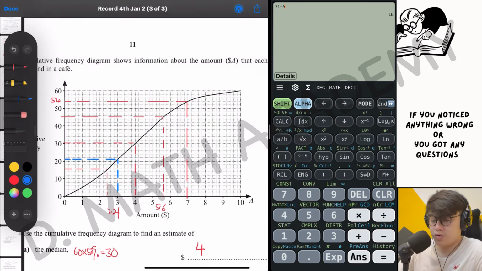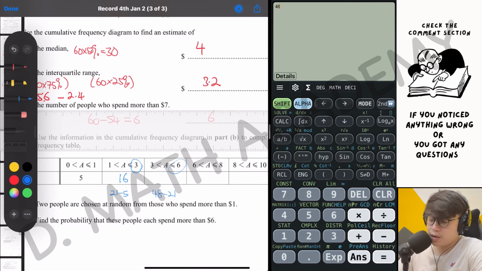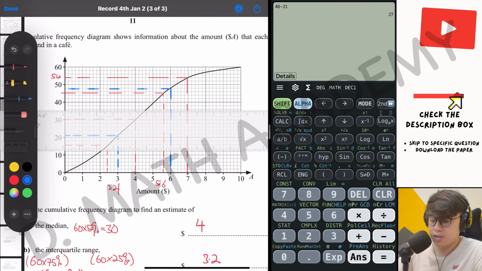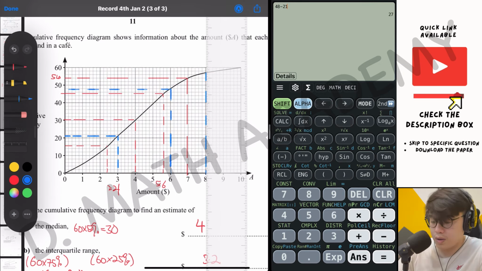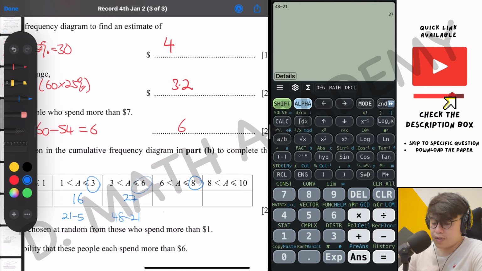So let's check the next number here, which is our 6. So when it's 6, let's trace it up. That will make it 48. Okay, so 48 minus 21, you will get your answer as 27 of them. Then check from number 8. We have 56, 57 of them. 57 minus 48, you have 9. And then the last one will be 3. That's how you find the results here.